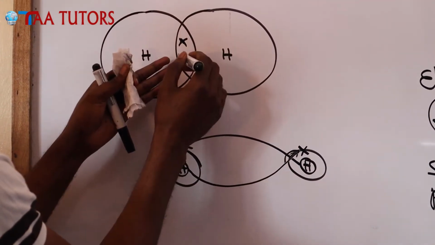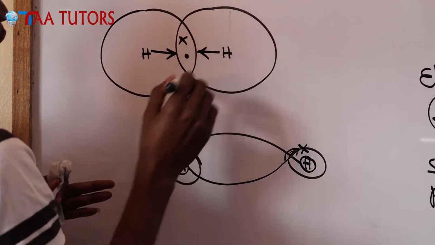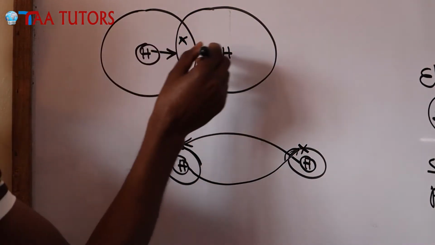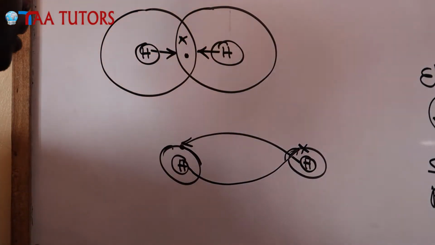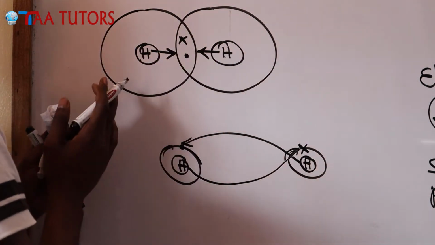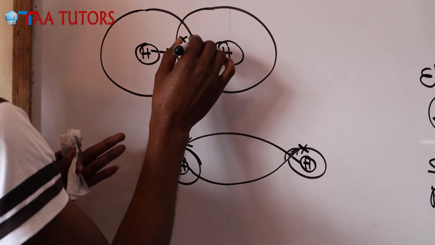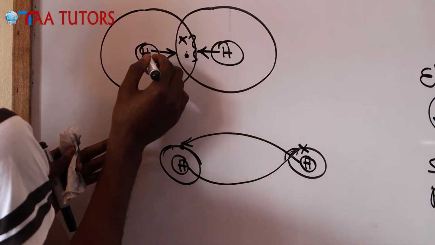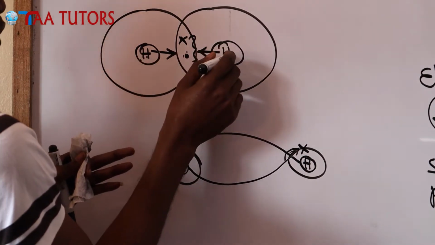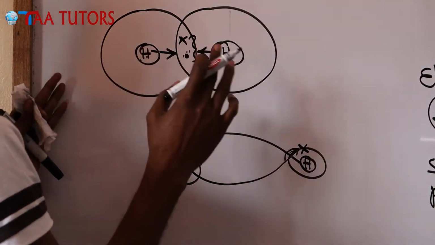When they reach this particular point, there's attraction here and there's attraction there. Other than that, there's also repulsion between the nuclei. The nuclei cannot come so close together. The positive nucleus, the proton that is here, is attracting these negatively charged electrons. This one is also attracting this electron. But also, because this is positively charged and this is positively charged, there's repulsion.